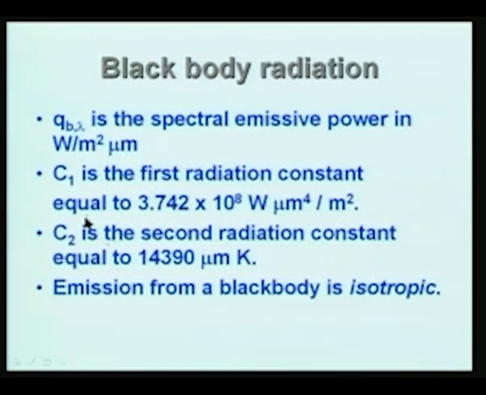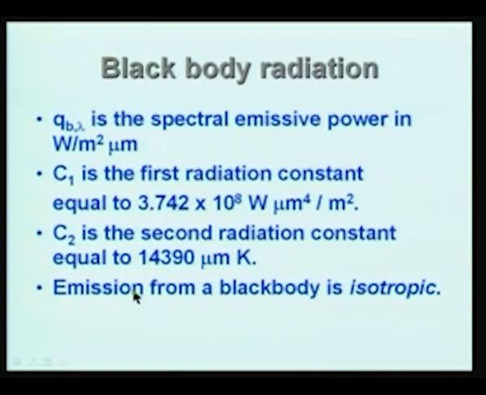Here QB lambda is in the units I already talked about earlier, watts per square meter micrometer. C1 is the first radiation constant, whose value is 3.742 into 10 to the power of 8 watts micrometer to the power of 4 divided by square meter. C2 is called the second radiation constant, which is equal to 14,390 micrometer Kelvin.